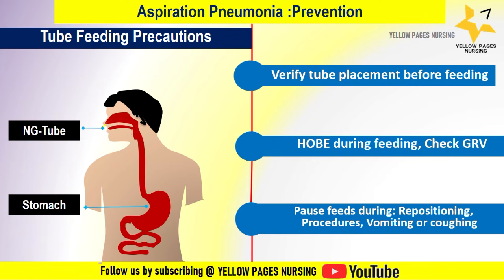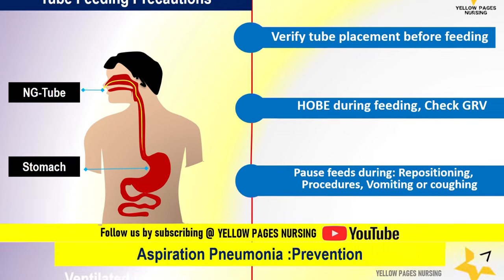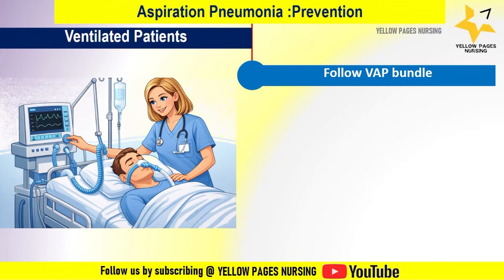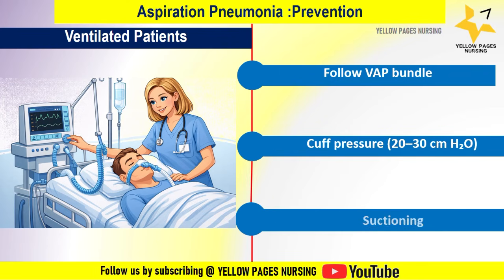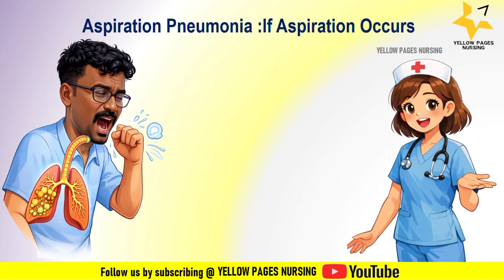In case of ventilated patients, maintain adequate cuff pressure between 20 to 30 centimeters of water. Check cuff pressure every shift. A low cuff pressure might lead to secretions leaking into the lungs. Secretion management includes performing regular oral and endotracheal suctioning, using subglottic suctioning if available, and preventing pooling of secretions above the cuff.